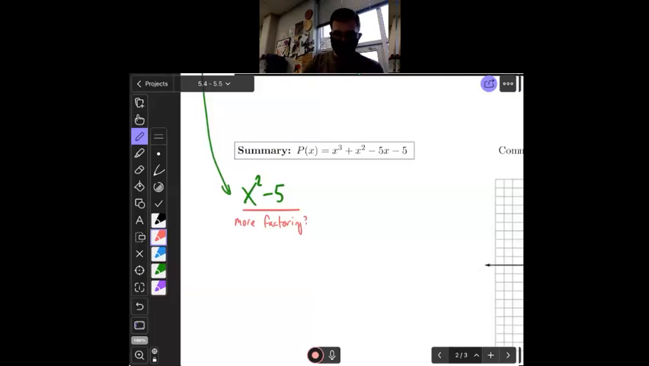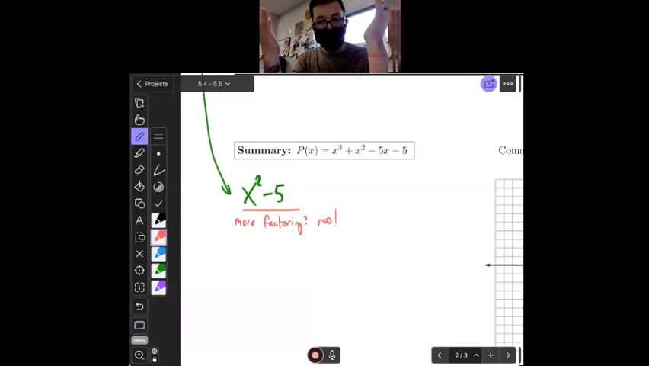It's not a difference of squares, okay? So Maddie's saying she's checking to see if it was a difference of squares. All right, it's got two terms. There's subtraction between them. The first term is a perfect square. Oh, but 5 is not a perfect square. So there's no more factoring to do there. That means that part of the function is done being factored.